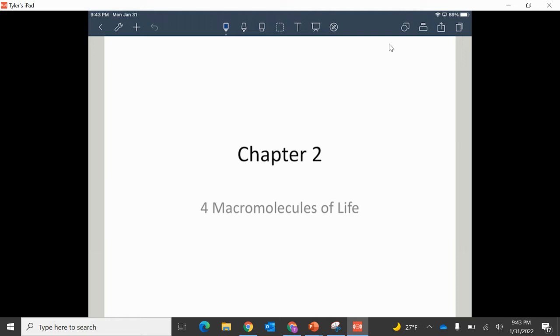Our goal is to really start looking at cells and microbes, and I think we have to start at the foundation with our understanding of this. We just finished up history of microbiology. We want to spend a little time looking at the four macromolecules of life. And so let's get started here.